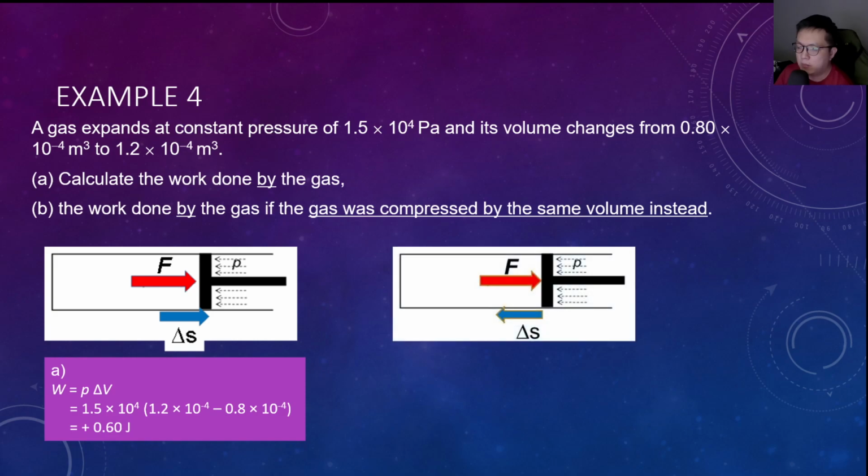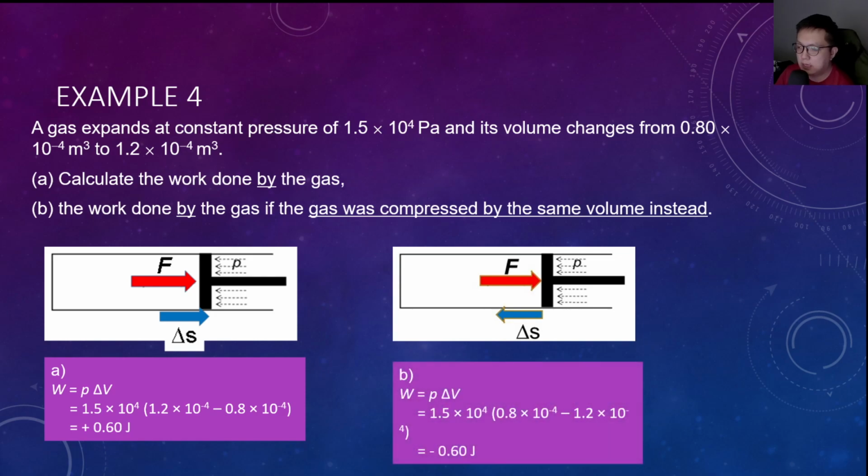So now, remember the gas pressure is always pushing outwards on the piston, but external pressure is pushing it in. And in this case now, my piston is moving inwards, which is the opposite direction of the force due to the gas pressure. So if this is the case, I would make sure that this is now 0.8 times 10 negative 4 minus 1.2 times 10 negative 4. Okay, it's the other way around. Final minus initial. And I'll get negative 0.60 joules. So make sure you have the negative value there. Alright.